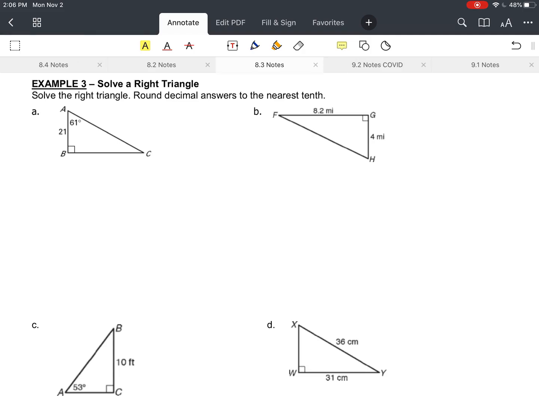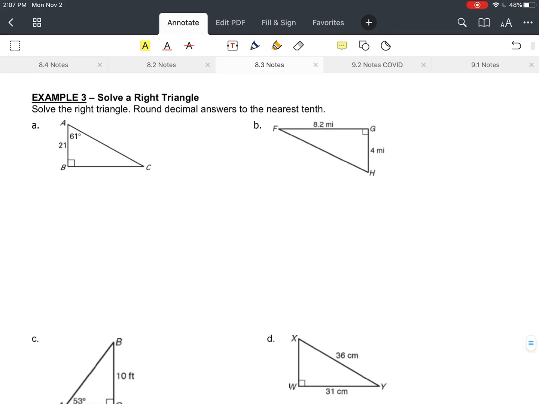Lastly, solving right triangles. So when I ask you to solve a right triangle, I mean find every part of the right triangle. Well, triangles have 6 parts. They have 3 sides and 3 angles. They're always going to give you the right angle, and then they either have to give you 2 other pieces of information, so either 2 sides or an angle and a side. In letter A, they gave me an angle and a side, so I have to find the other angle and the other 2 sides.